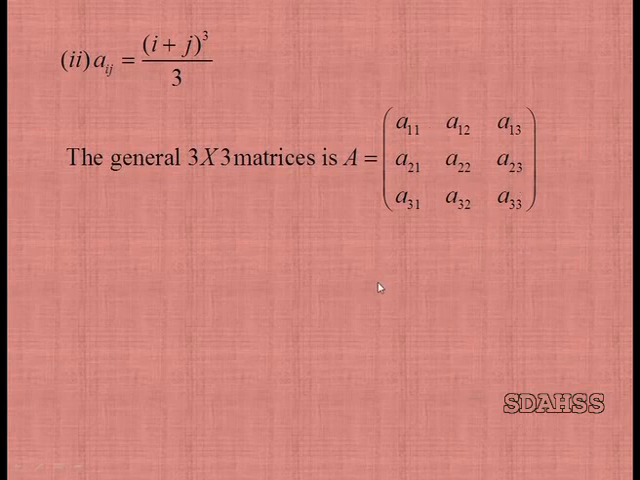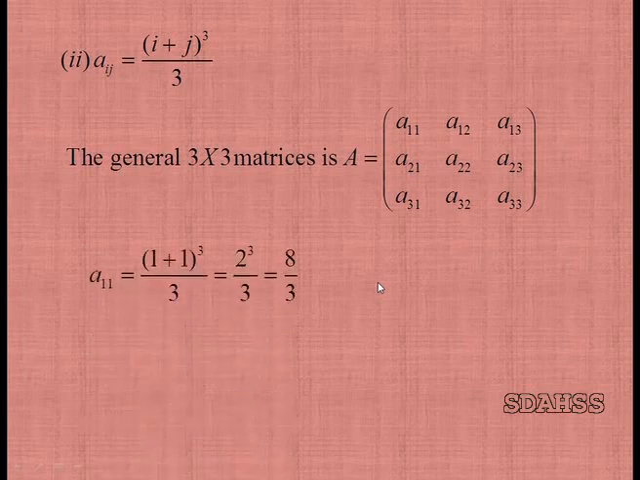That is A is equal to A11, A12, A13, A21, A22, A23, A31, A32, A33. You have to construct 3 rows and 3 columns, and then find all the elements in the entries.